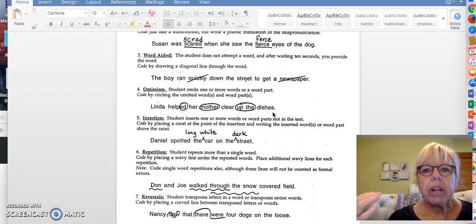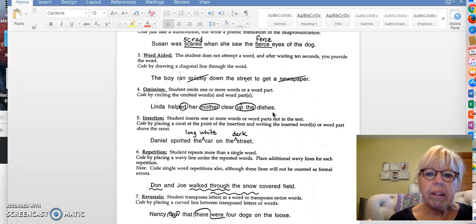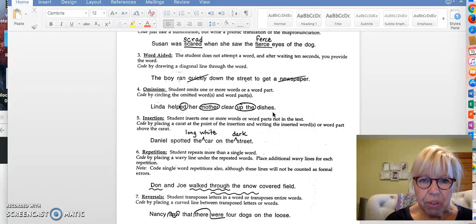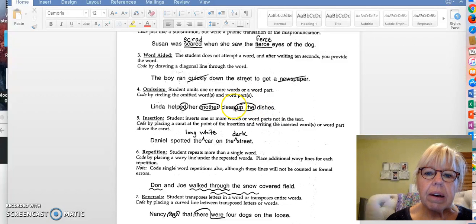But it's going to pull their word recognition rate way down, and that is not what we want to do. So you just circle that omission, that sentence, as one miscue. Same thing with a phrase unit, such as we have here.